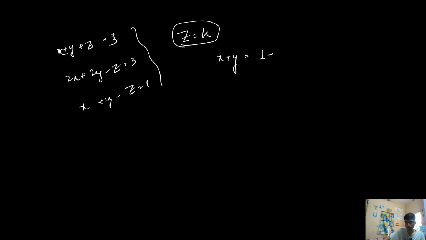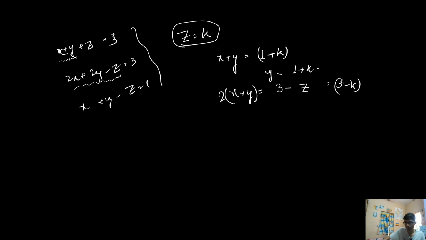So from here if I label z as k, I can get the relation that x plus y is equal to 1 minus 1 plus k. Now again, from here 2 times of x plus y is equal to 3 minus z, that is k, that is equal to 3 minus k. Now I will take one variable, that is y. So y is equal to 1 plus k minus x. Now if I put this in the first equation, I will get 2x plus 2 plus 2k minus 2x, which is equal to 3 minus k.